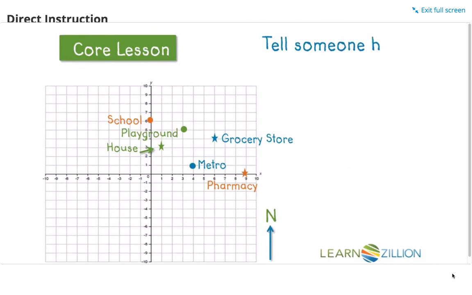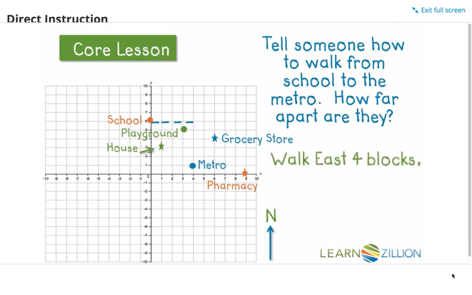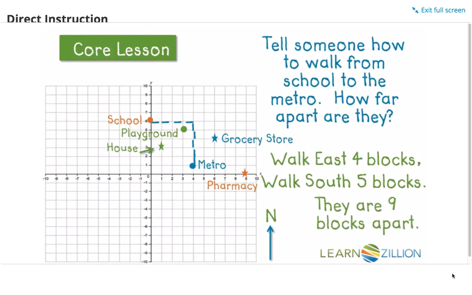Let's return to our opening question. How would I tell someone to walk from the school to the metro? How far apart are they? You know now that in order to find the distance between two objects, you have to count the movement between each point. So from school to the metro, I have to go right and down. First, I need to move 1, 2, 3, 4 units right, or 4 blocks east. And then I need to go down 1, 2, 3, 4, 5 blocks, or 5 blocks south. Walking east 4 blocks and south 5 blocks is a total distance of 9 blocks, because 4 plus 5 equals 9.